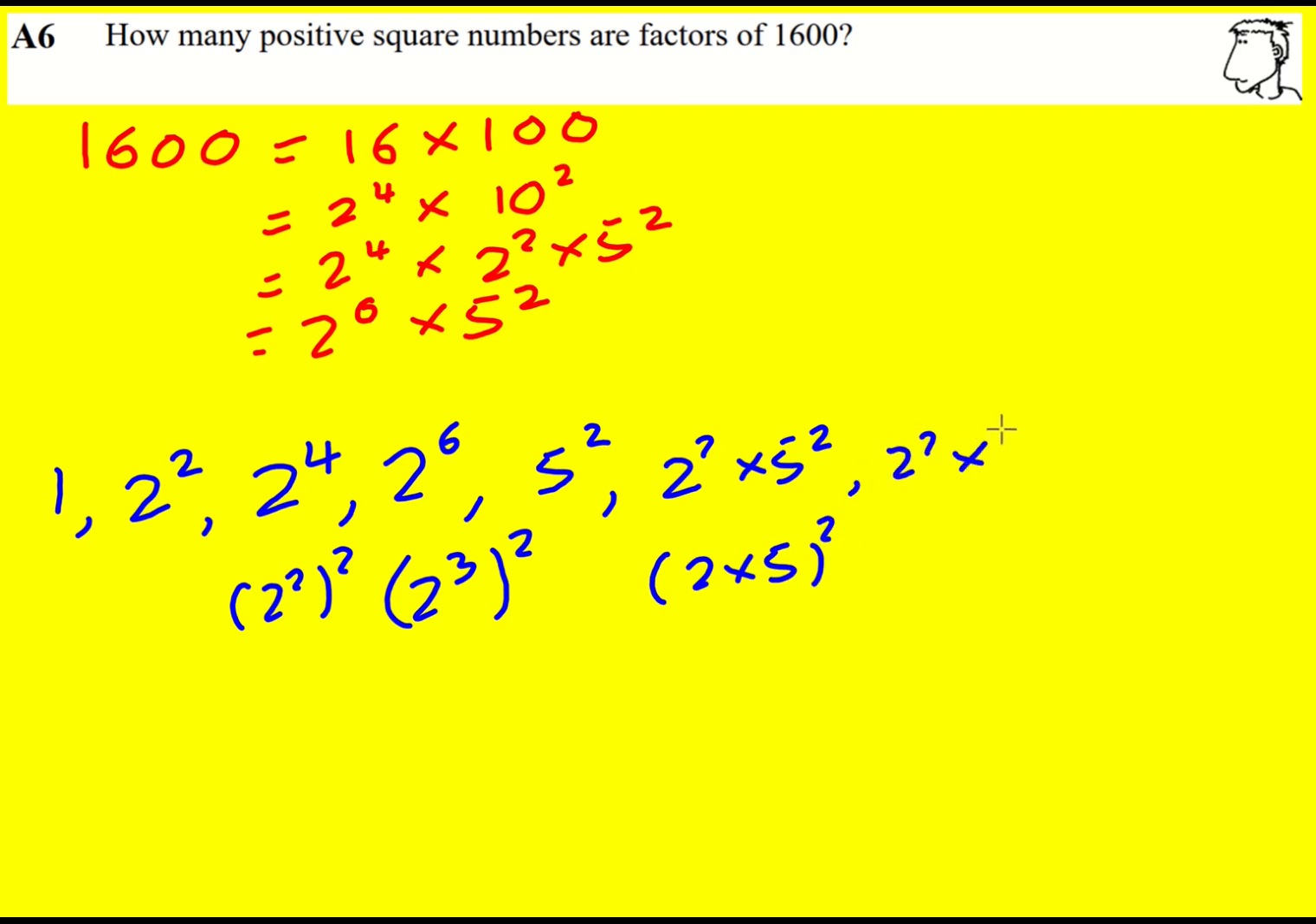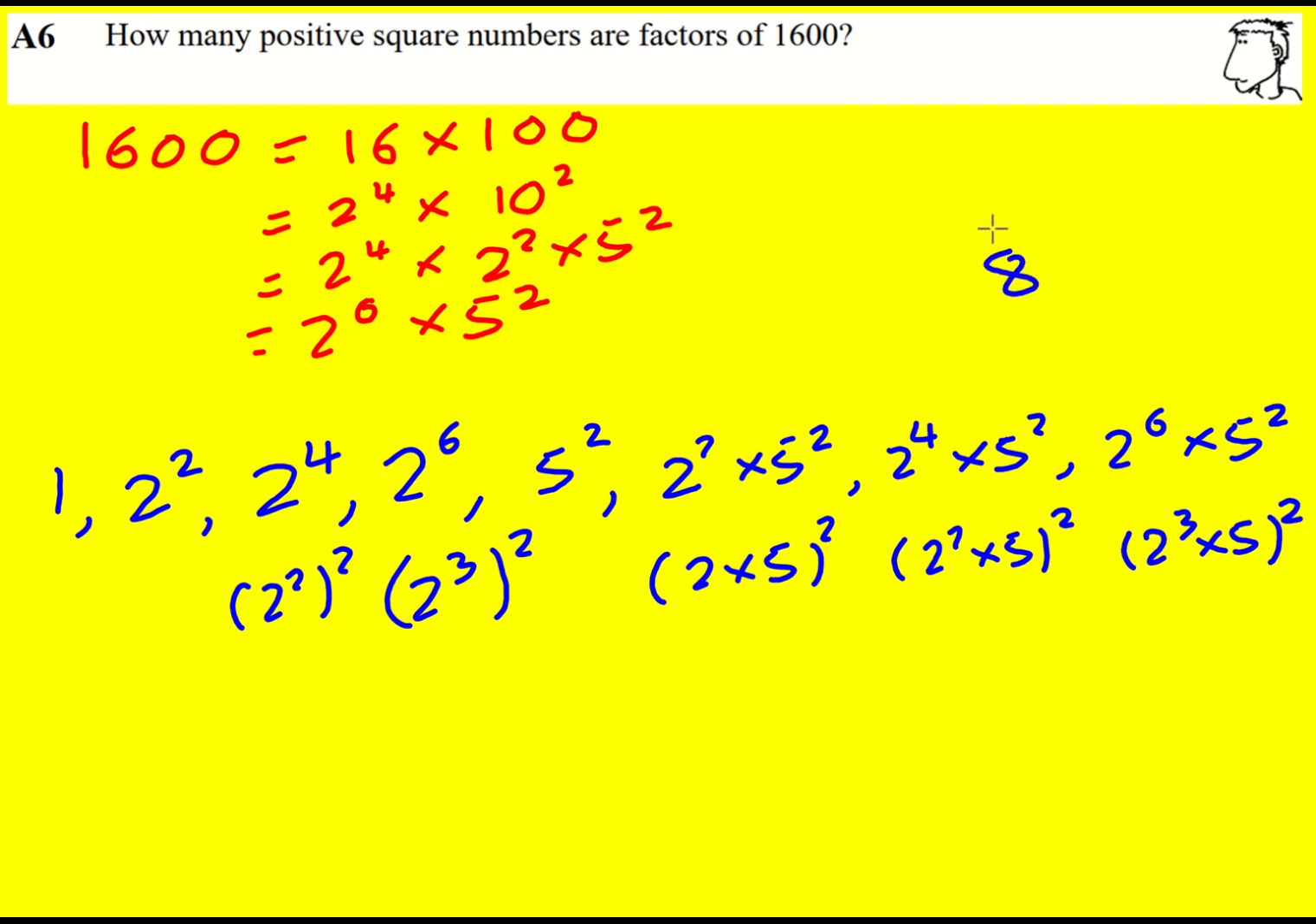Not 2 squared, 2 to the power 4 times 5 squared, because that would actually give 2 squared times 5 all squared. And then finally 2 to the power 6 times 5 squared. 1600 is a square number itself. This would be 2 to the power 3 times 5 all squared. So in total, we've got 8 possibilities.